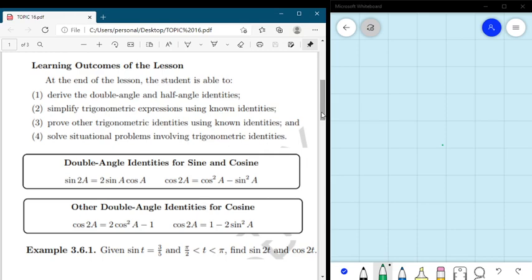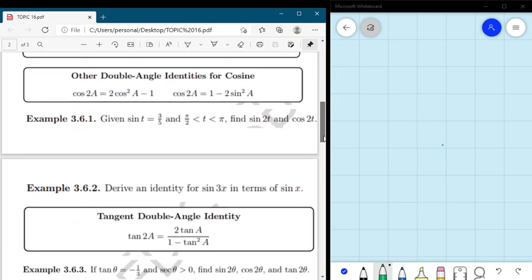Trigonometric identities simplify the comparisons of trigonometric expressions. In this lesson, we continue on establishing more trigonometric identities. In particular, we derive the formula for f of 2 theta and f of 1/2 theta, where f is the sine, cosine, or tangent function. So we have here the double angle identities for sine and cosine, then other double angle identities for cosine.